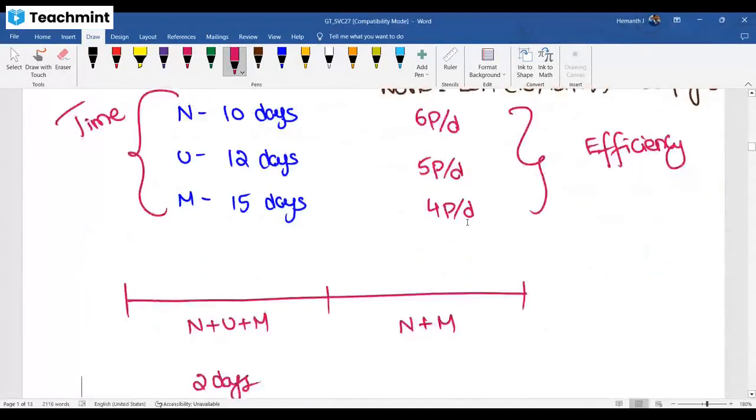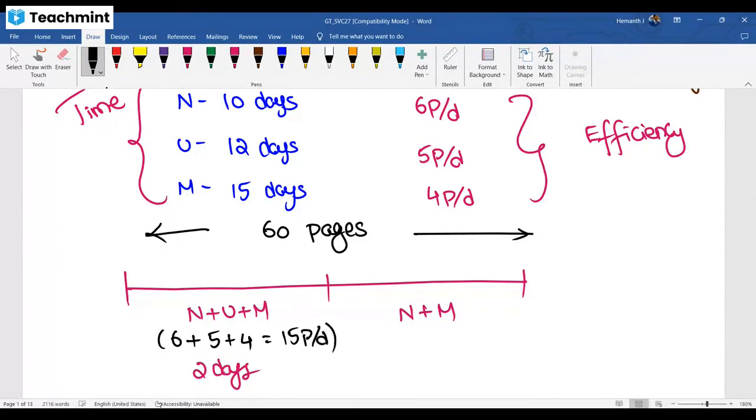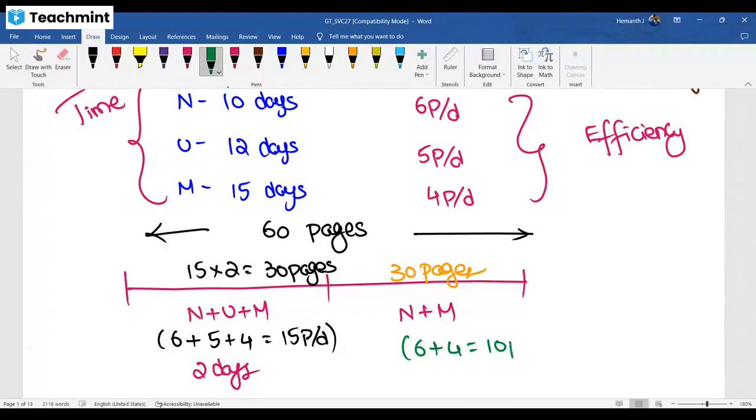Right. The total work we know, 60 pages is the task. So initially, Neelam types 6 pages per day, Usha 5 pages per day, Meena 4 pages per day, so 15 pages they can type per day. 2 days means 15 into 2, 30 pages are typed. The pending work is 30 pages yet to type. Who should do that? Neelam and Meena. Neelam can do 6, Meena can do 4, 10 pages per day. Now 30 pages at 10 pages per day means 3 days.